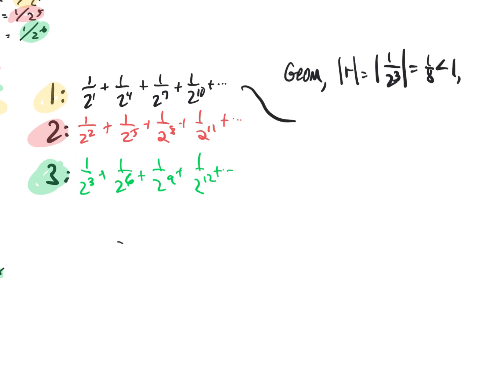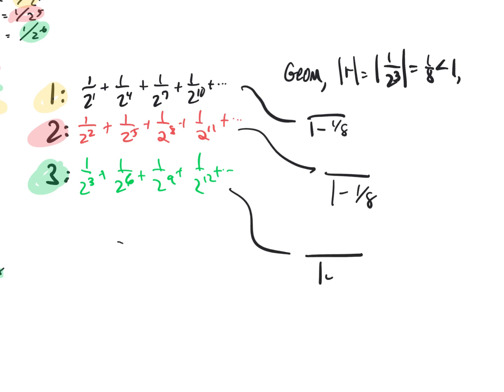And person 1's converges to 1/8. Person 2's converges to the first term over 1 minus the common ratio of 1/8, and person 3's converges to the first term divided by 1 minus the common ratio of 1/8. So person 1's first term was 1/2, and person 2's first term was 1/4, and person 3's first term was 1/8.